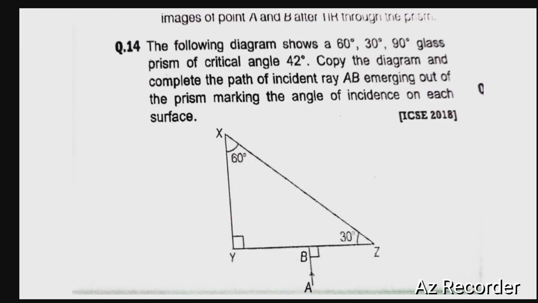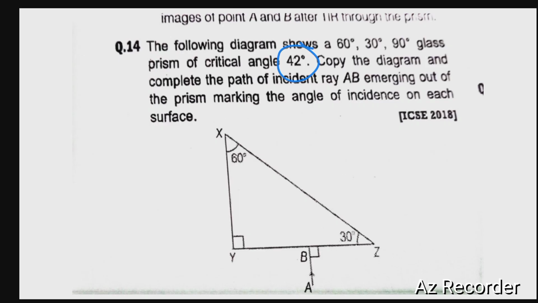Hi students, in this class we are discussing the previous year questions and other most important questions of the chapter light. Okay, so the first question is, in the given figure it shows a 60, 30 and 90 degree glass prism having critical angle 42. Okay, the critical angle for the given prism is 42.